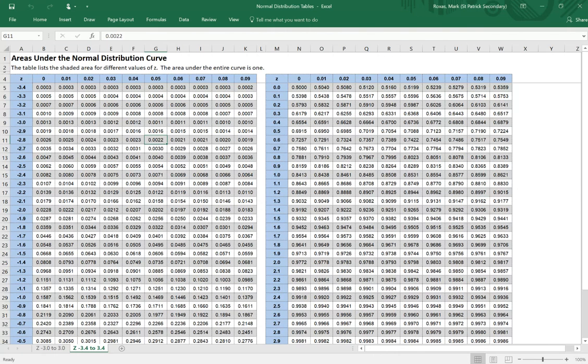So if I'm interested in negative 1.67, I'm going to go here, negative 1.6. Here it is. Now the columns are distributed by the second decimal place. So 7 is my second decimal value, 0.07. So negative 1.6 all the way to 0.07, that value right there. And so the probability is 0.0475.